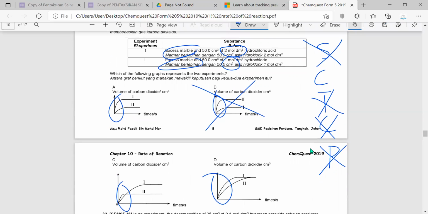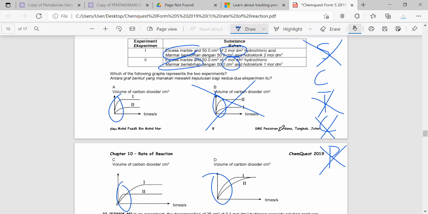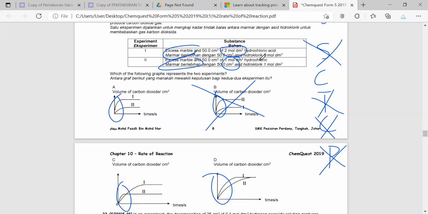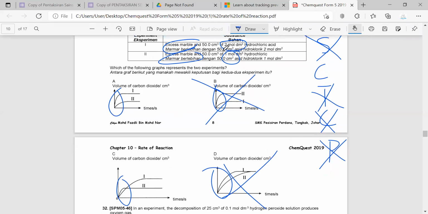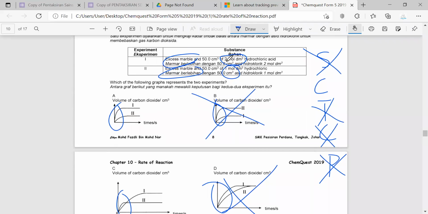Then I want to look at whether they meet or not. Will they meet or not? No, they will not. So D is completely out. Then you look at 1 and 2. Now C is very weird, because C is trying to say that the rate of reaction of experiment 2 is higher than 1. It is not. Experiment 2's rate of reaction is not higher than 1.